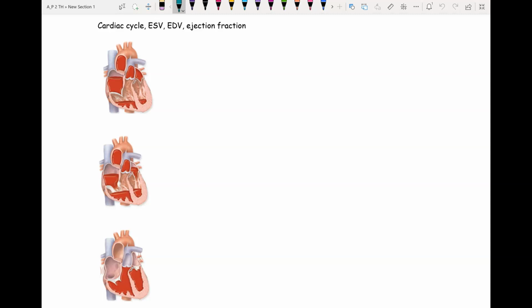So our first step here, and really this is a cycle, it's a continuous cycle. There is no beginning, there is no end, but we have to start somewhere. So this isn't technically step one. There is no step one in a continuous cycle. But we are going to start with early diastole.